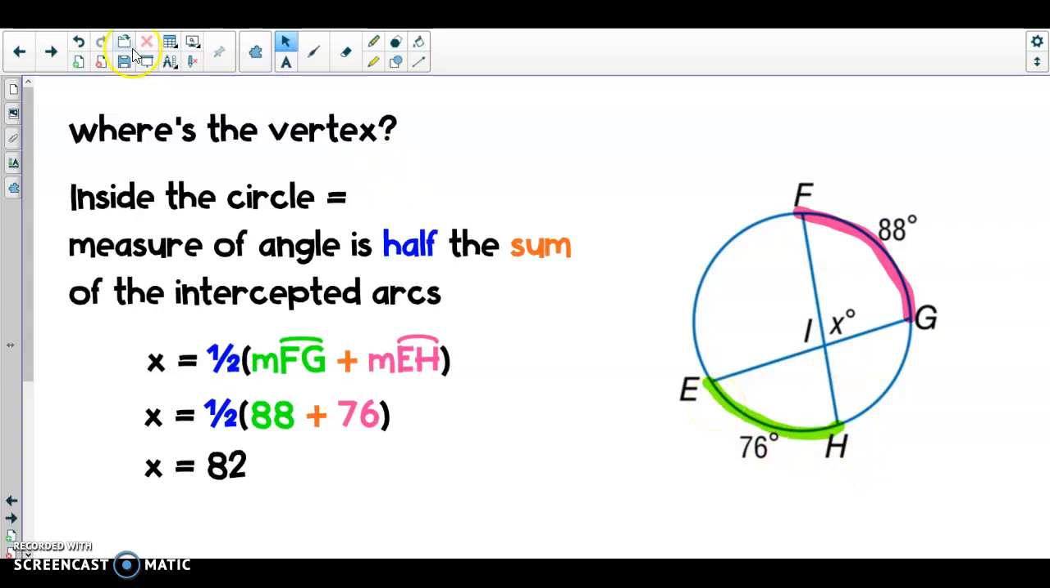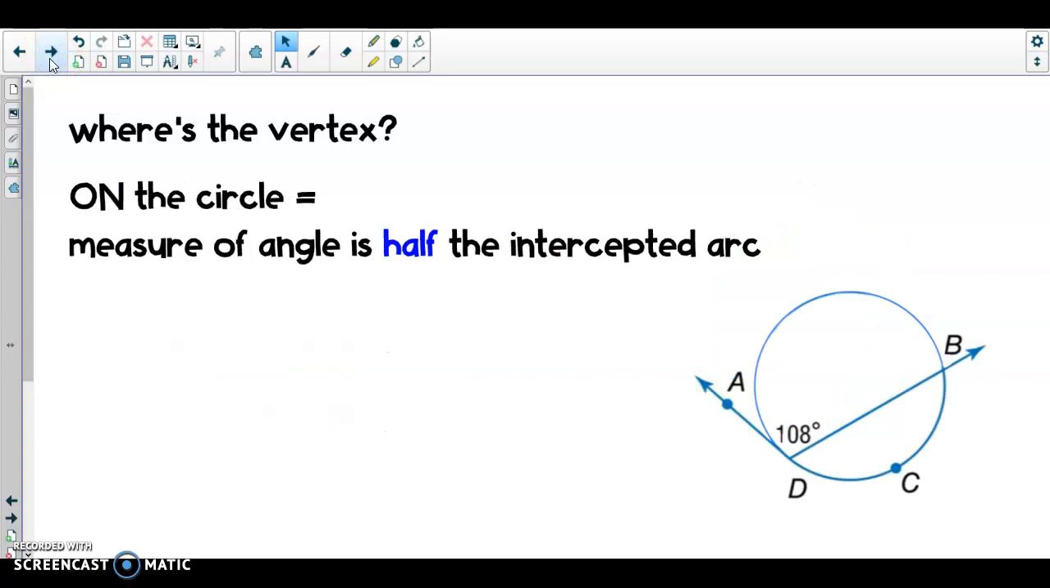What if the vertex is not inside the circle? What if it happens to be on the circle? Well, we looked at inscribed angles, whose vertex is on the circle, earlier this week. Those inscribed angles are just another example of a vertex that is on the circle. So the same rule applies. The measure of the angle is half of its intercepted arc. No sum, just 1/2. So the intercepted arc here, remember, is the arc that is in the interior of your angle.